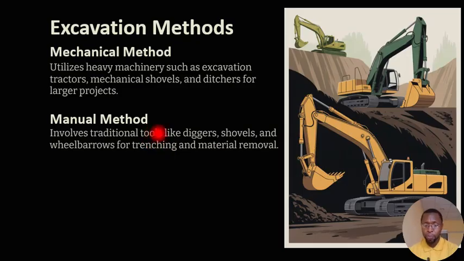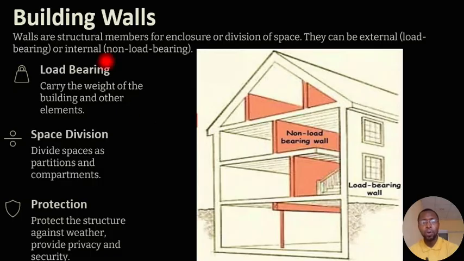All right. So now let's talk about the building walls. After raising foundation, now we need to raise walls. So walls are structural members for enclosure or division of space. Those are the major functions of wall. They are for enclosure and also division of spaces. You see here, these are walls that help in dividing space, and they are also enclosing. The external wall is used to enclose that building. So they can be external or internal wall.